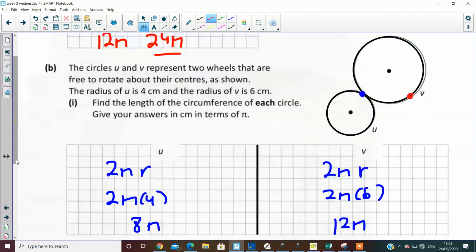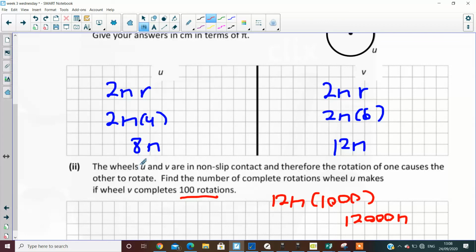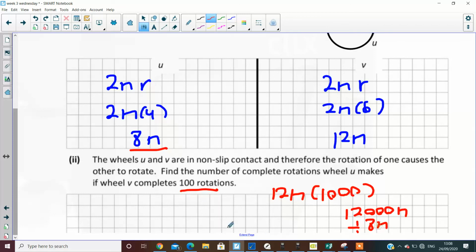All right, that's the hardest part, I believe. If U and V are non-slip contact and therefore one rotation causes the other one to rotate, find the number of complete rotations wheel U makes if wheel V completes 100 rotations. Which one's V again? The smaller or the big one? Big one. What's 12 pi times 100? 12,000 pi. Divide 12,000 pi by 8 pi. We're expecting the smaller wheel to do more rotations than 100, aren't we? So divided by 8 pi, and we get 150 pi. Is that cool with you guys?